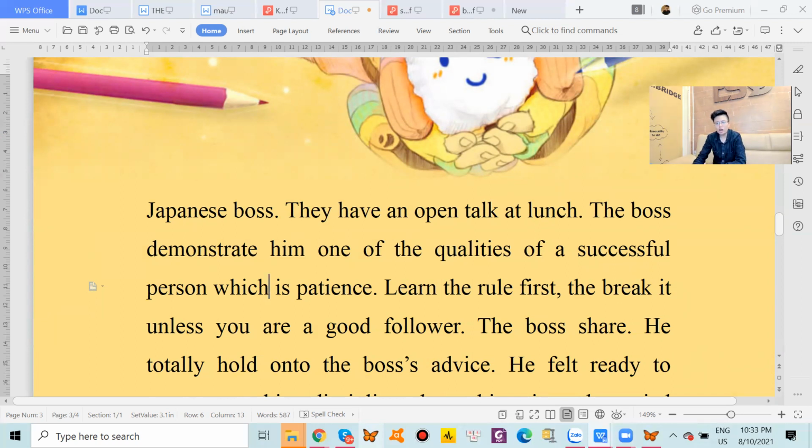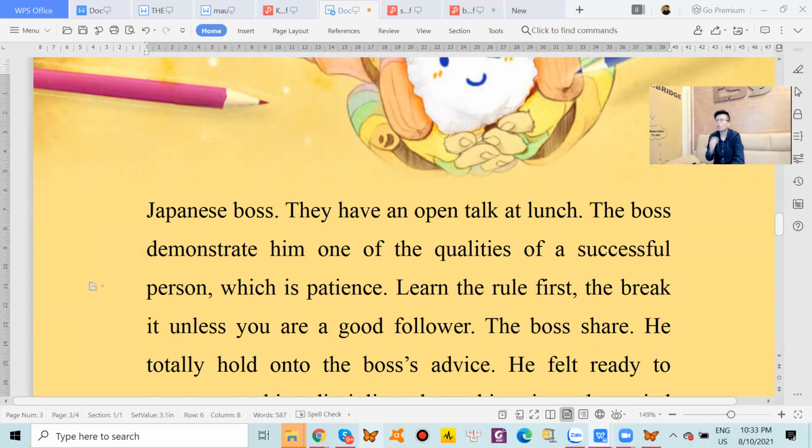Right here we are talking about the quality of a successful person, which is patience. So right here, the boss demonstrates to him one of the qualities of a successful person, which is patience. Learn the rule first.